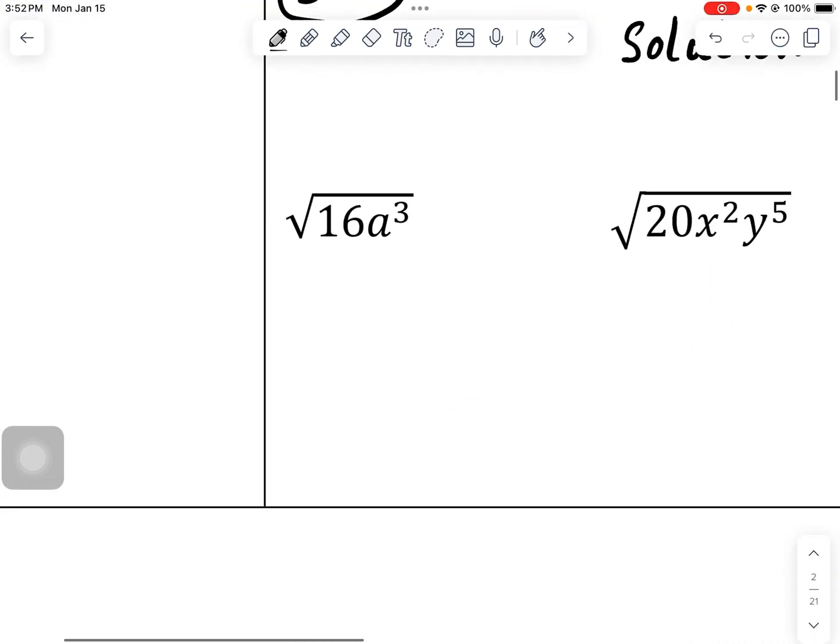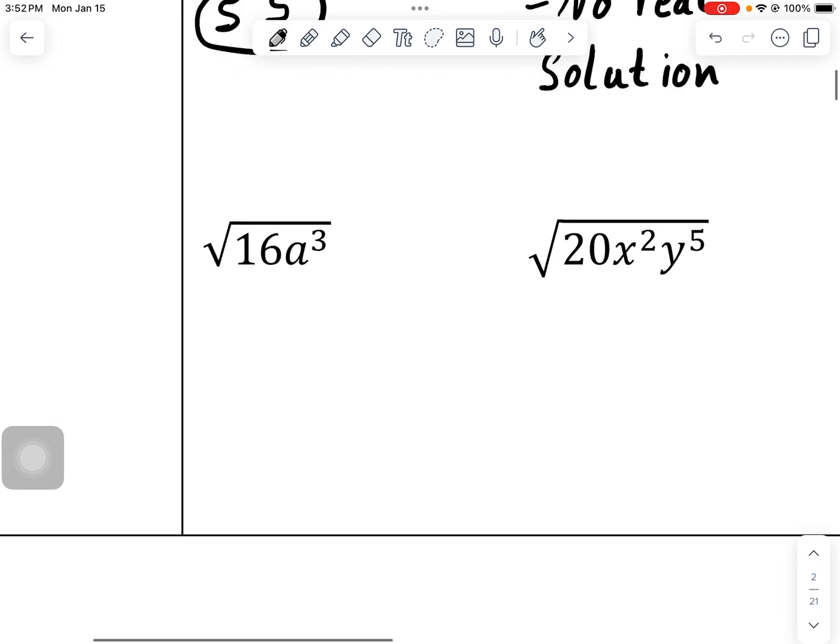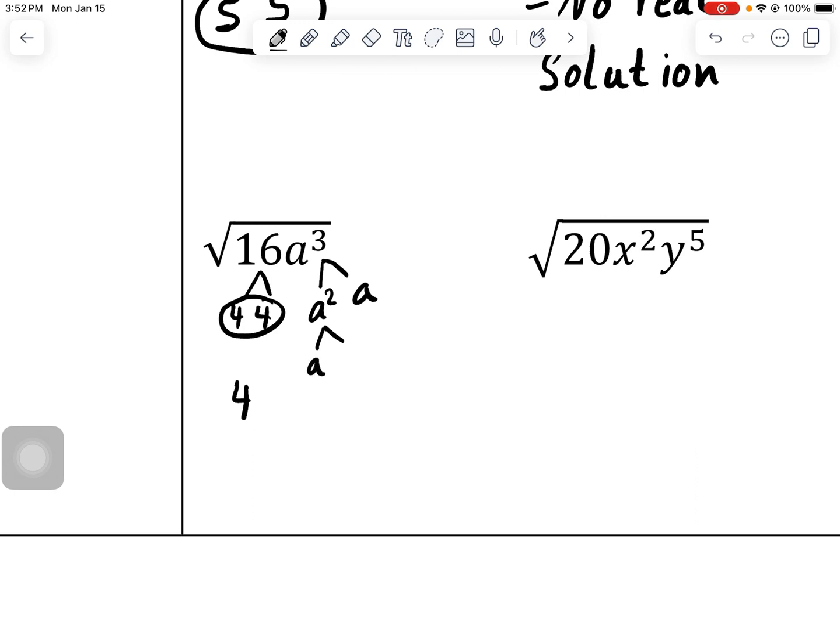Okay, now we're going to introduce some variables in this next situation. So here, 16 is a perfect square. That's great. We know that the square root of 16 is 4 and 4, so we can pull that out. Now, a to the third power, we can think of this in terms of factors as well. We know that one way to get a to the third is a squared times a single a. And then a squared, that's a perfect square, so that'll break down into a times a. So here is a group of a's. We can pull that on the outside.